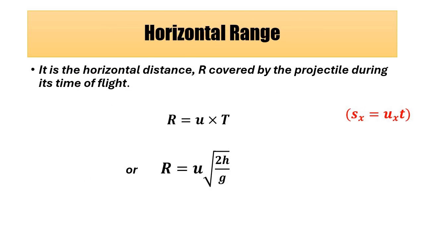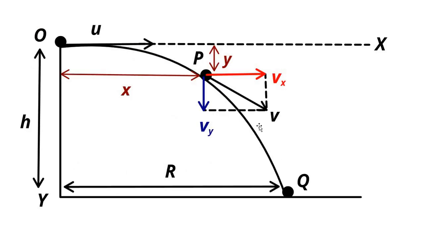Horizontal range is the total horizontal distance covered by the projectile during its entire time of flight. From the moment at the point O it is launched with some initial velocity u to the moment it hits the ground at Q, the horizontal distance covered is R equals OQ. The vertical distance h is equal to OY, this is equal to Sy. This is equal to Sx, the horizontal component of the displacement, or horizontal displacement.